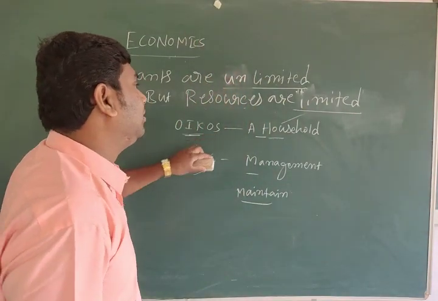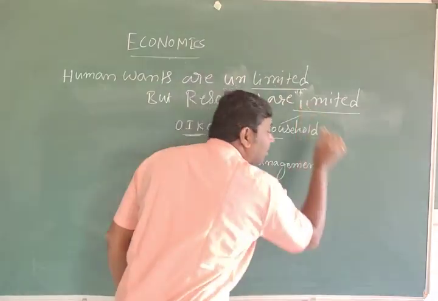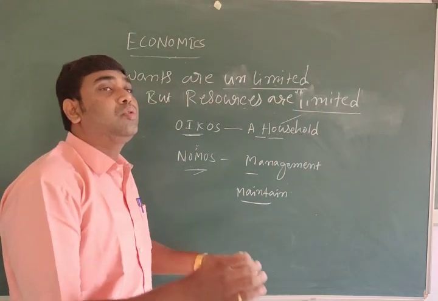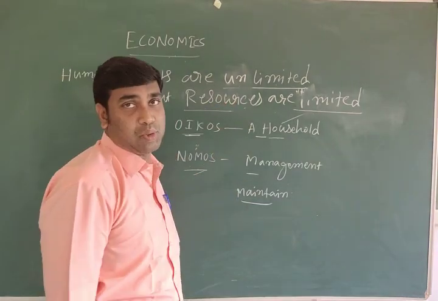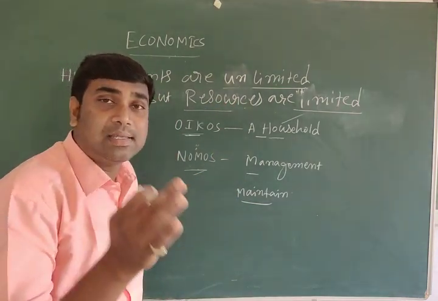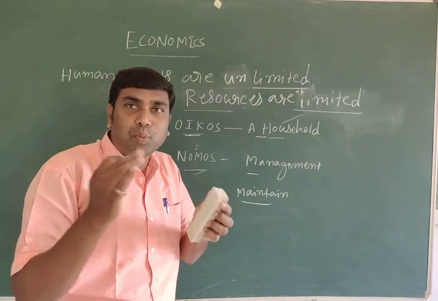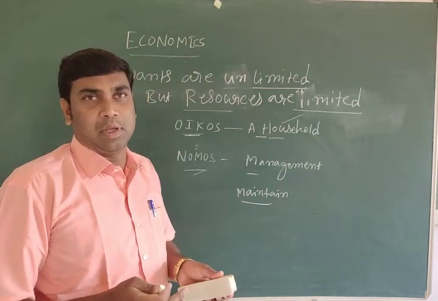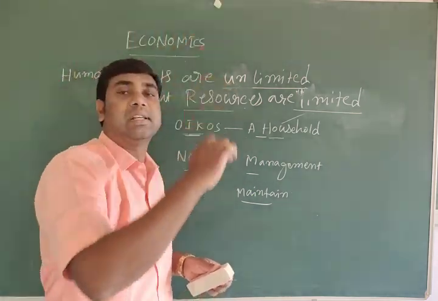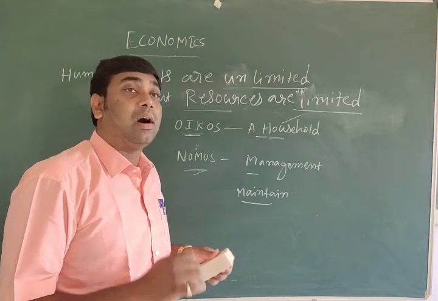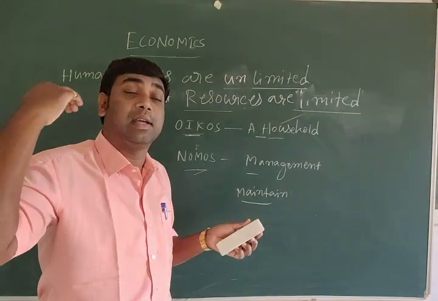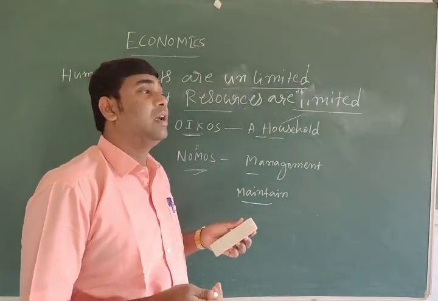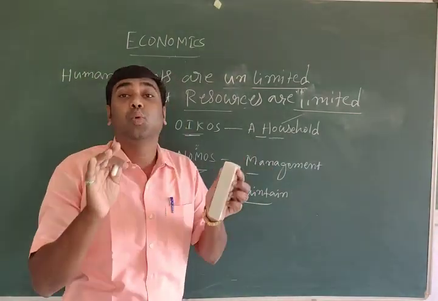So in this situation, when wants are unlimited and resources are limited, how do we utilize the resources? Which resources? Fewer resources. How to utilize the fewer resources? Then what to produce? It is not possible to produce all the goods and services. All the people are expecting different goods and services, but it is not possible to produce all of them.